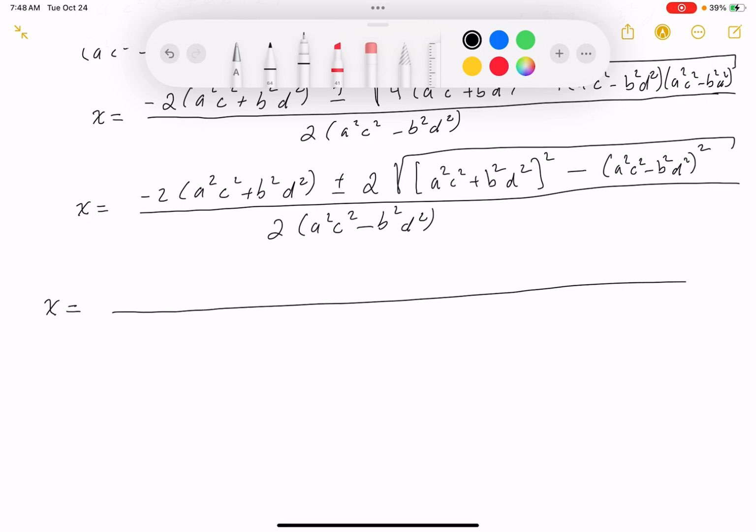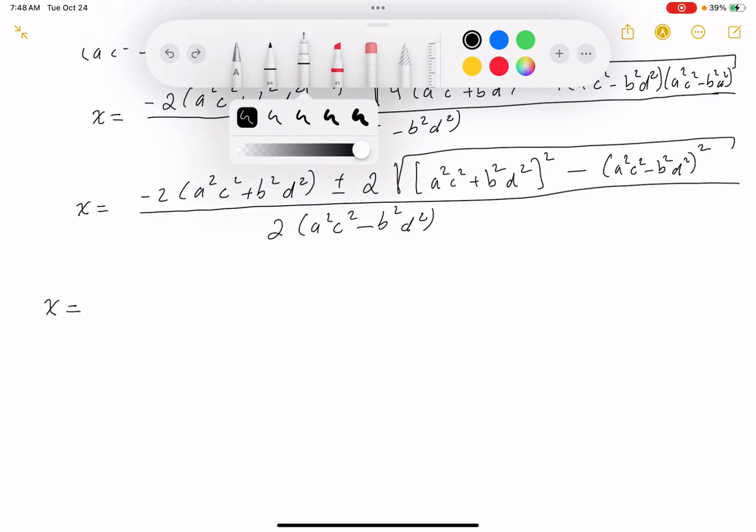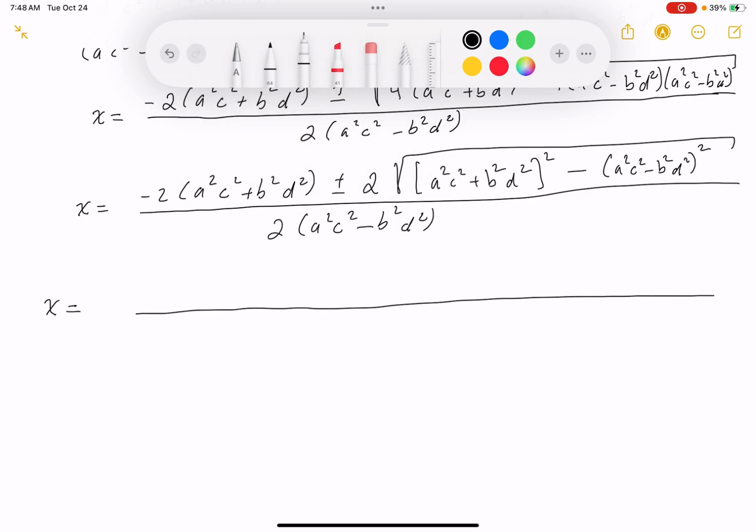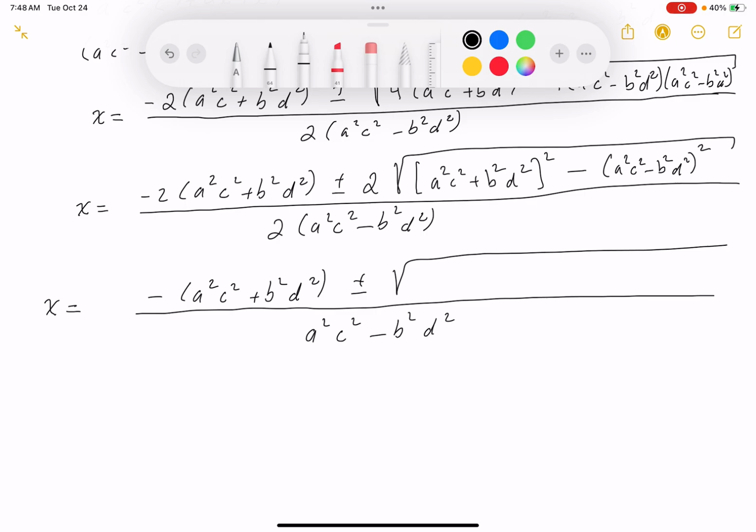Let's keep writing it down. Again, my suspicion is things are going to work out pretty nicely. So you get 2. You know what? I see the 2 canceling everywhere, so I'm going to get rid of that 2. And let's put that down again. So we get minus a squared c squared plus b squared d squared plus or minus, let's write this down. Let me write the bottom down too: a squared c squared minus b squared d squared.